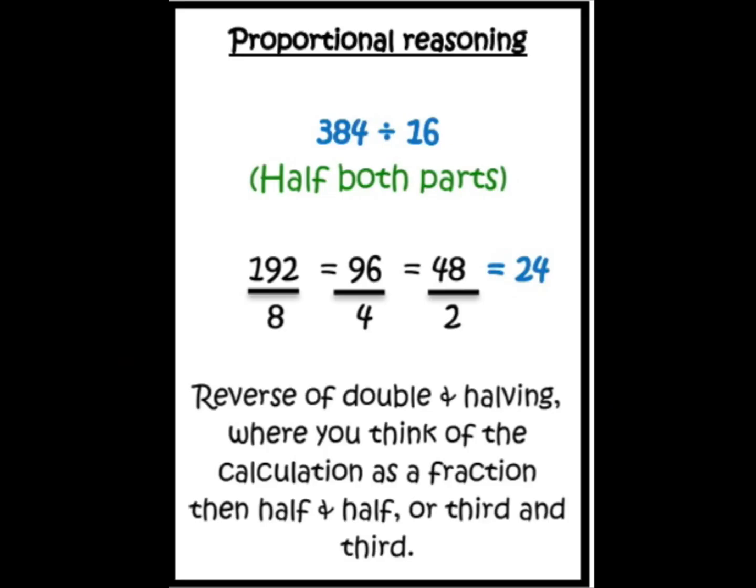Proportional reasoning. This is the reverse of doubling and halving, where you think of the calculation as a fraction, then halve it and halve it, or third it and third it. Because they're both even numbers, straight away I know that I can halve both parts, which gives me 192 divided by 8, and I can halve both of them again. In this case I'm lucky because I've still got even numbers, so I can now take 96 and divide that by 4, which leaves me with my last halving, which is 48 divided by 2, giving me my answer.